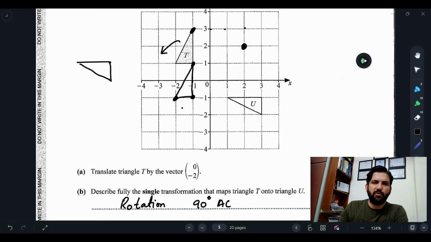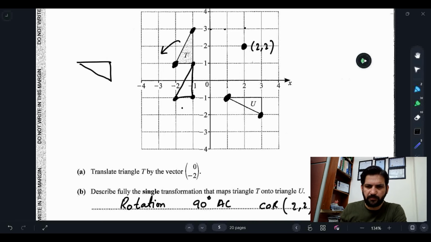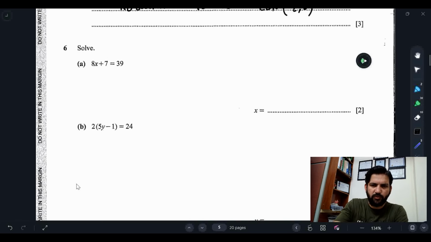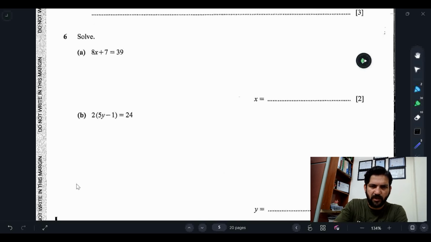Actually, what we have to do is draw a perpendicular bisector using these 2 corresponding points, and then see the point where all the corresponding perpendicular bisectors intersect. This point is called the center of rotation. Let's move to the next one.